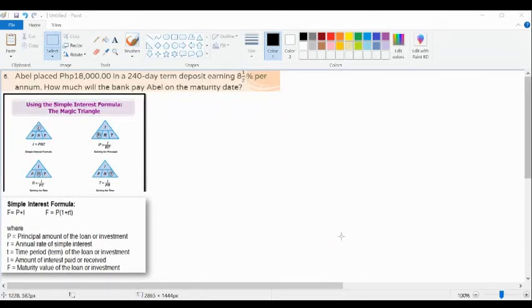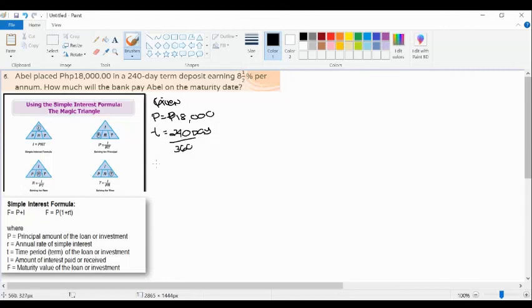Abel placed 18,000 in a 240-day term deposit, earning 8.5% per annum. How much will the bank pay Abel on the maturity date? We have here the principal amount of 18,000. And for the time, we have 240 days. Remember, we need to change the time period into years. To do that, we need to divide 240 over 360.